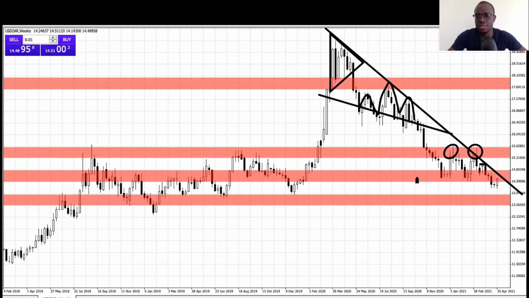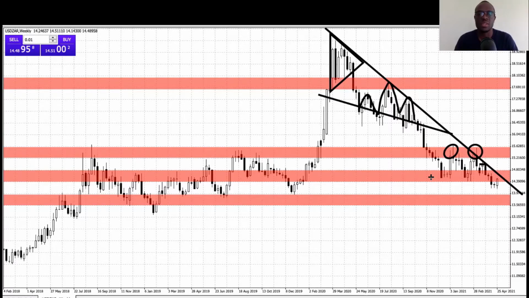Then the other scenario that we'll be expecting is the continued sideways movement. In the continued sideways movement, this breakout that happened here, we'll deem it as a fake out. So we'll be expecting the price to continue moving to the upside and then come and test this 15.21600 zone. So these are the movements that we'll be expecting on the USD weekly chart.